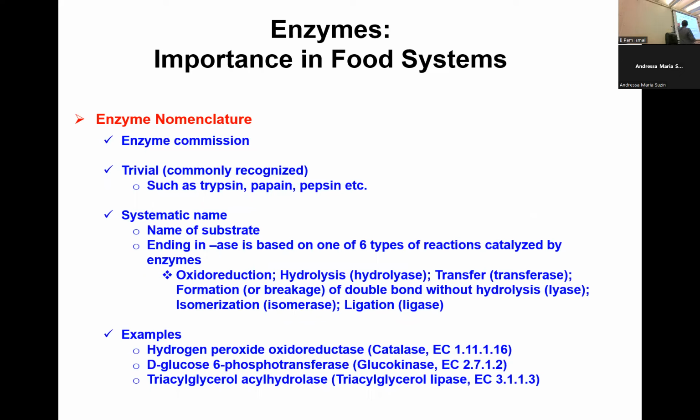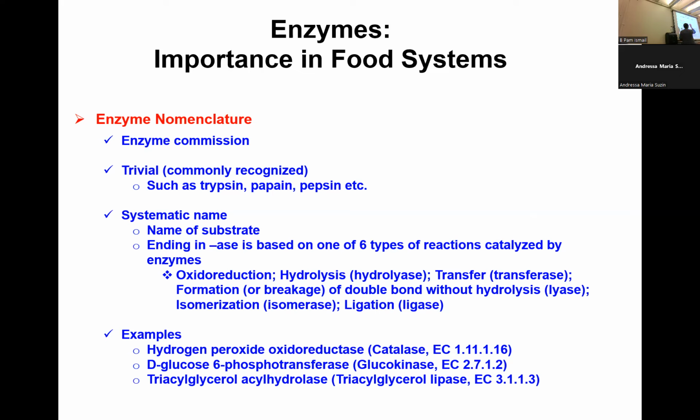So enzymes can be given a trivial name or common name like trypsin, papain, pepsin, bromelain. Or they can be given a systematic name that has the name of the substrate in it, like lipase, for example, lipid hydrolase. So it hydrolyzes lipids. So lipase, or triacylglycerol lipase. So the name of the substrate is in the enzyme name and the use of "ase" at the end. And also based on the reaction that they catalyze.